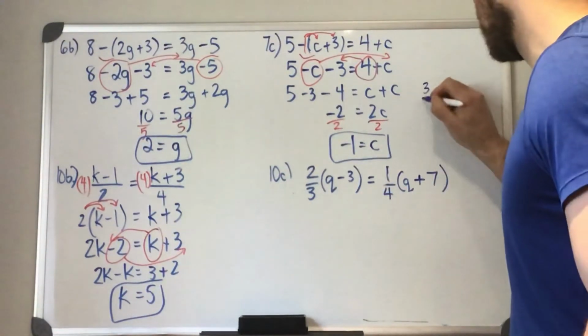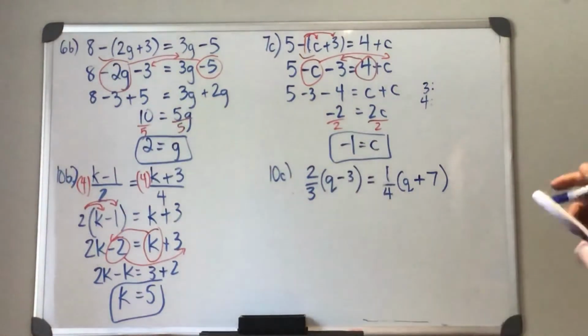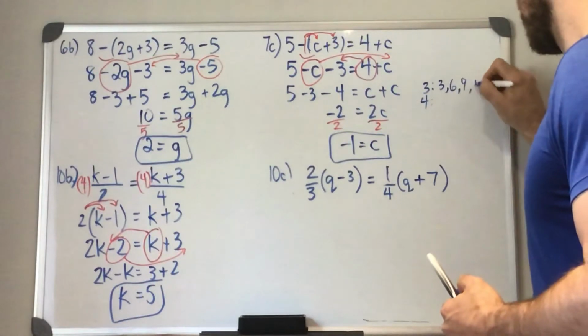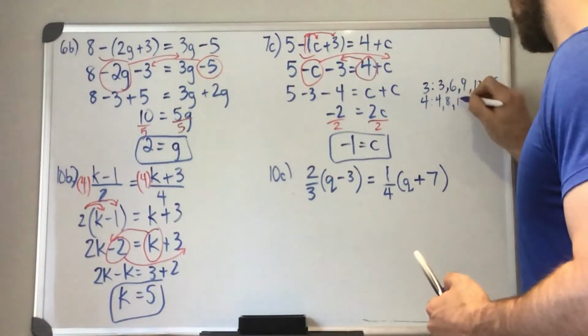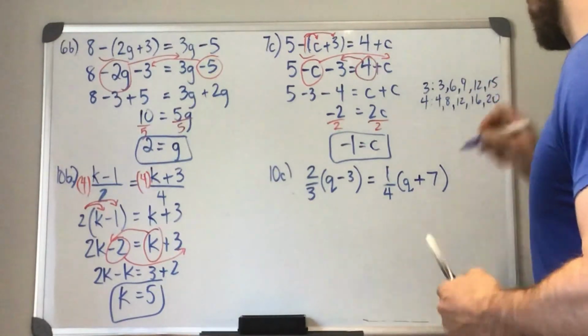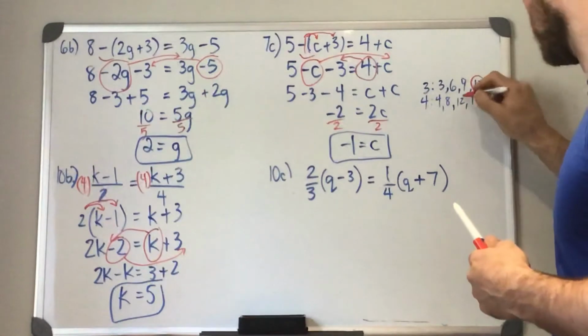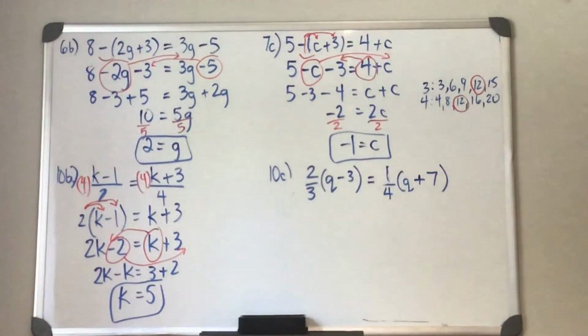So if you aren't sure, the easiest way to do this is to list the multiples of that number. So if I count by 3, we have 3, 6, 9, 12, 15. If I count by 4, 4, 8, 12, 16, 20. As soon as you have a common number, the lowest common number is the number you want to use. So here 12 is our lowest common denominator.